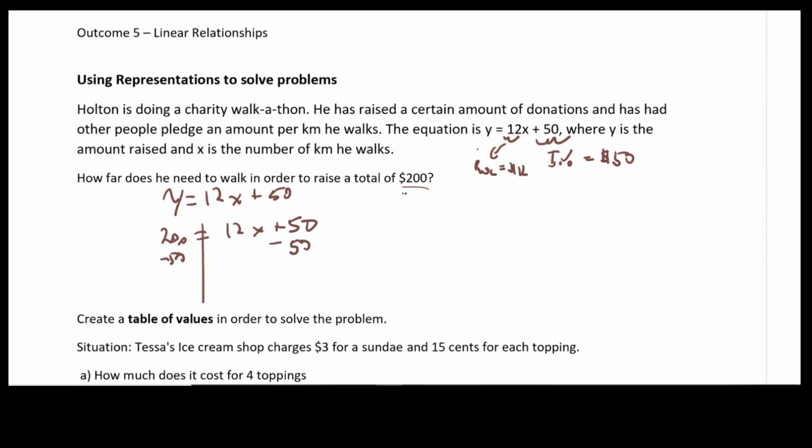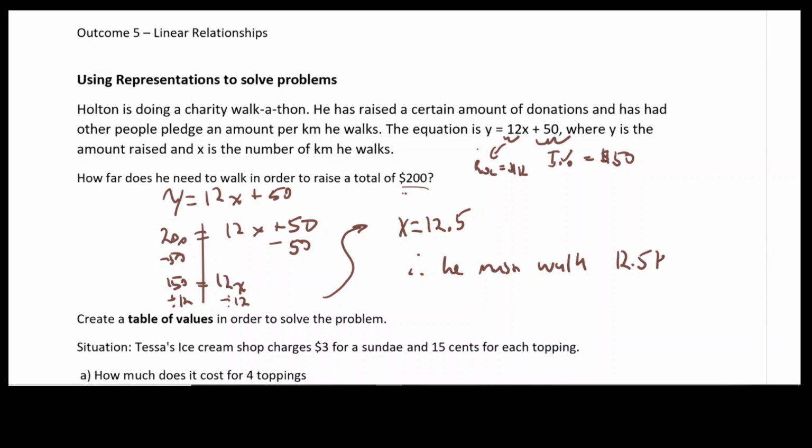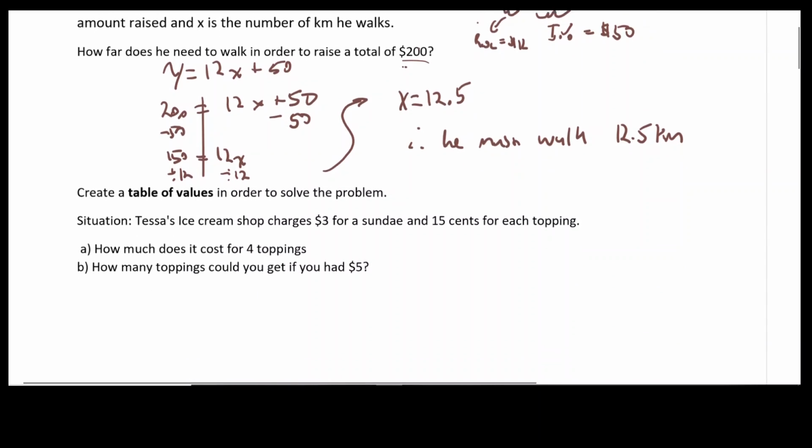And oh my goodness, we've solved 100 of these before. So get rid of that 50. Divide by the 12. And 150 divided by 12 is 12 point something. 12.5. So he needs to walk 12.5 kilometers in order to raise the total of 200. Okay, so that's how we use an equation.